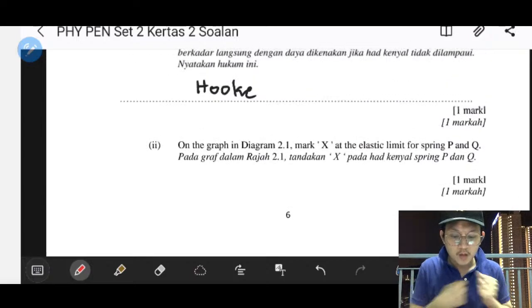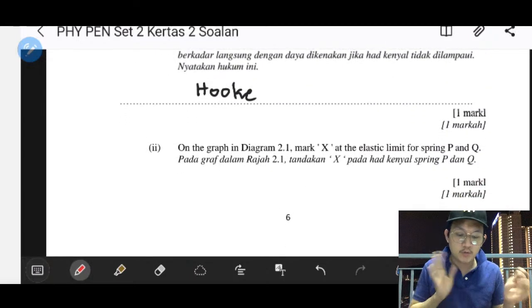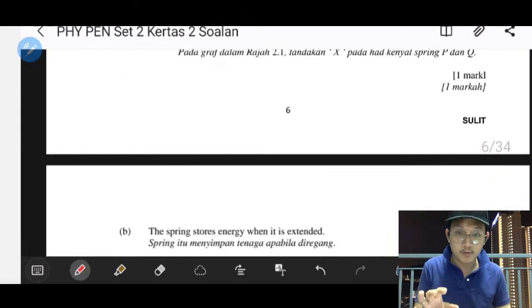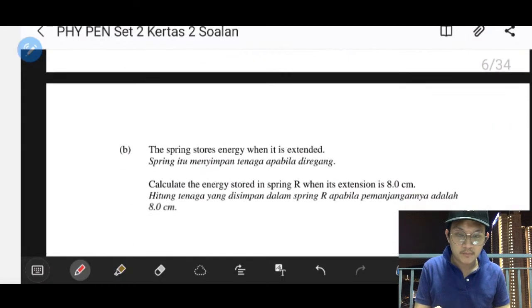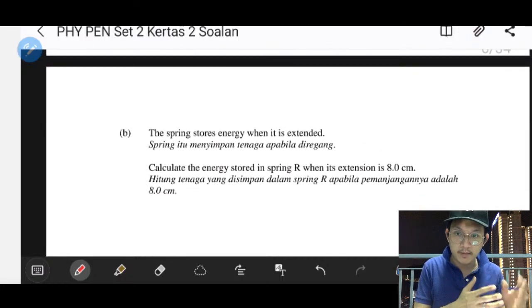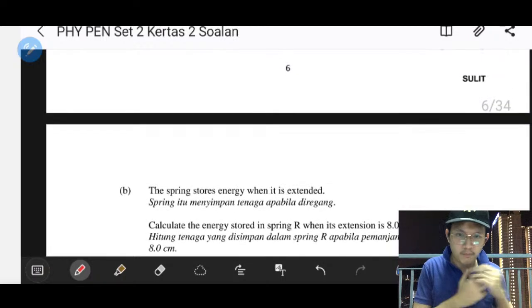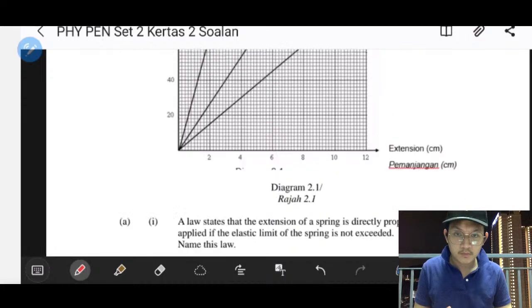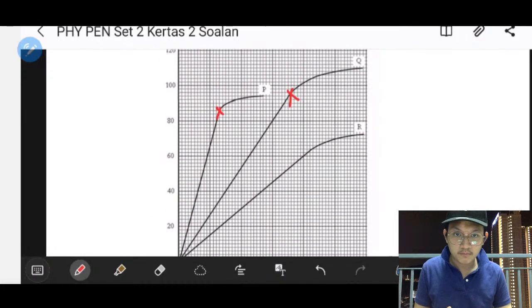The spring stores energy. Spring itu menyimpan tenaga. Okay, you get the X, alright. I'm sorry, I go back to that page a little bit. The X is here where the spring starts to bend. It is your elastic limit. Pretty simple. Okay. Let's go.